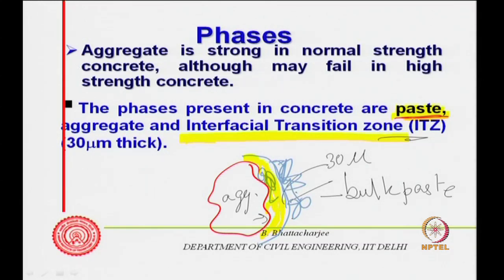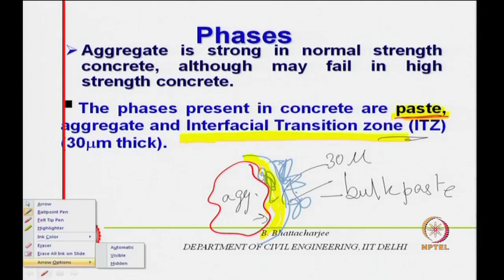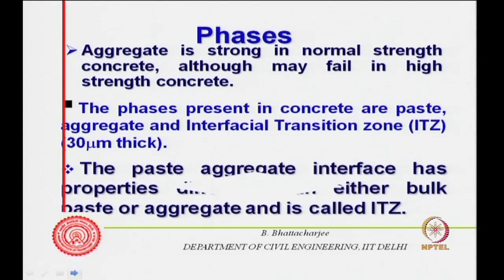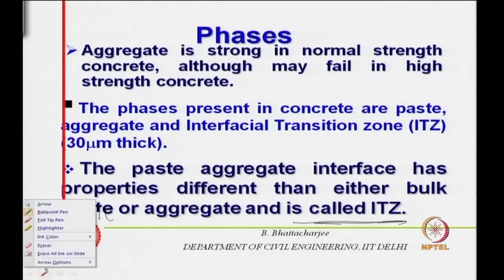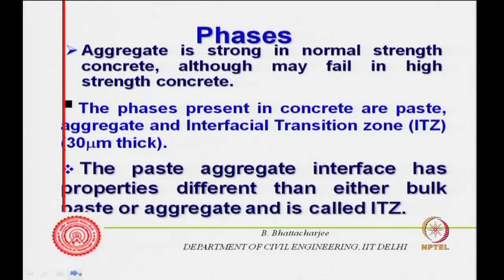So, you have aggregate, then you have paste, and then you have the ITZ. The paste-aggregate interface has properties different from either bulk paste or aggregate and is called the ITZ. So, it is different from the bulk paste itself or the aggregate itself, which is why we define it almost as a separate phase. Now, why, we will be able to understand gradually.